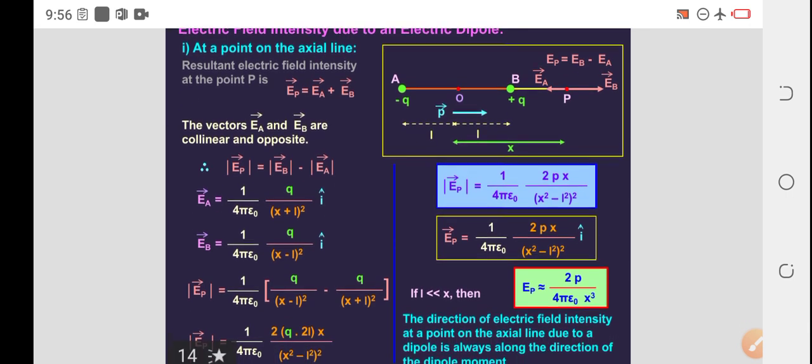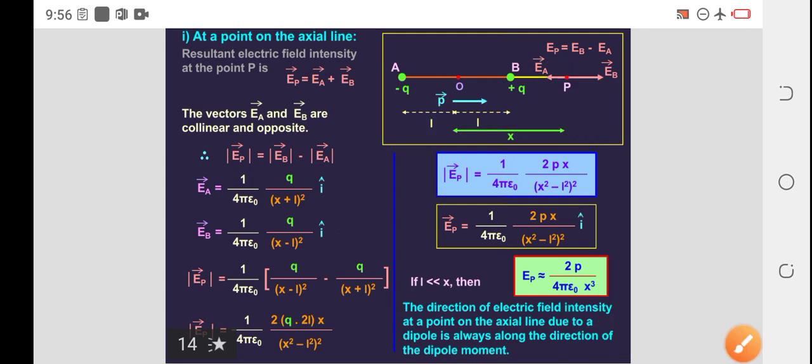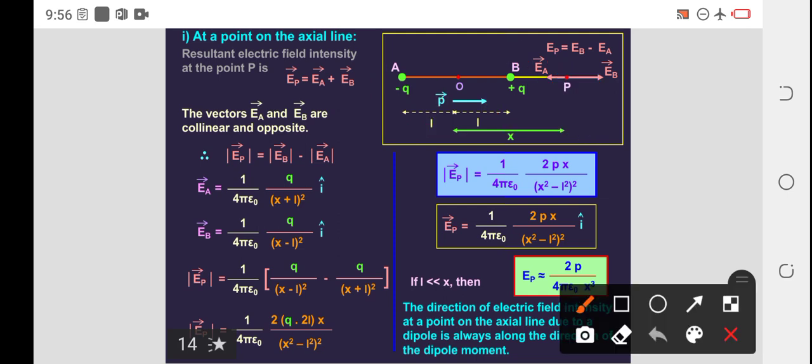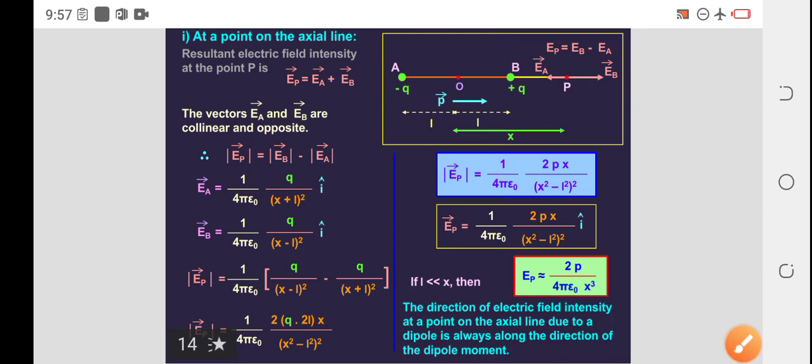considered as what? At this point it will be considered as EA, electric field at A, and EB, electric field at B. You can see here, this is EA and EB from this area. From here it will be EA, from there it will be EB. So for the electric dipole on the axial path, it will be considered as EP equal to EA plus EB.